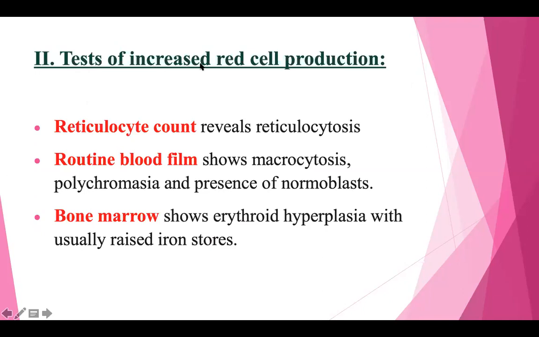Second, tests for increased red cell production. We know the bone marrow will try to compensate for the destroyed red blood cells, so the reticulocyte count will increase, on the blood film we will see polychromasia, and the bone marrow will be hyperactive with erythroid hyperplasia and increased red cell iron store. Why? Because the main iron content is in the hemoglobin, so with increased destruction of the RBC there is increased release of hemoglobin and increased release of iron.